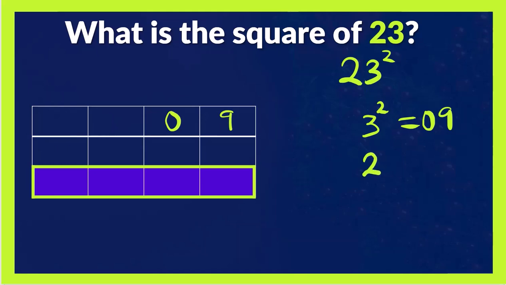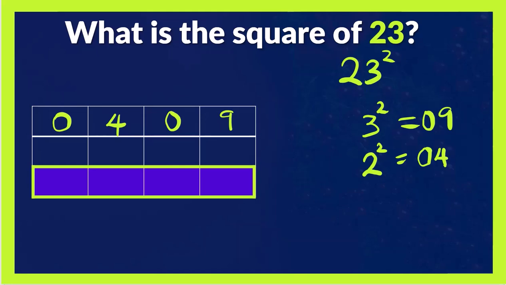The second step: take the first digit and square it. The 2 is the first digit, and we square it. This will give 4, since 2 times 2 is 4. 4 is a single digit, so we need to make it look like a two-digit number, so we add 0 at the beginning of the 4. Next, put the 4 here and put the 0 here.